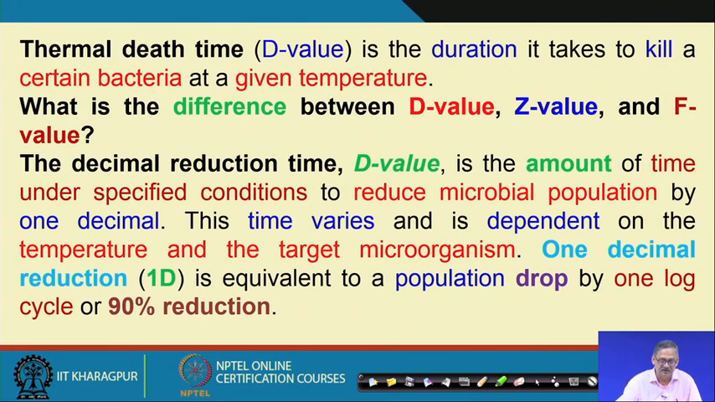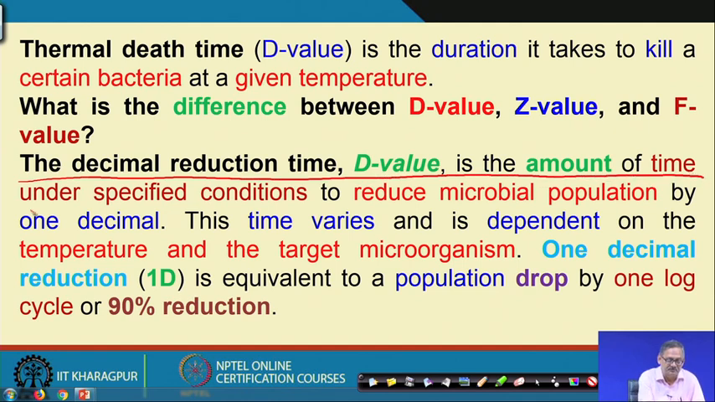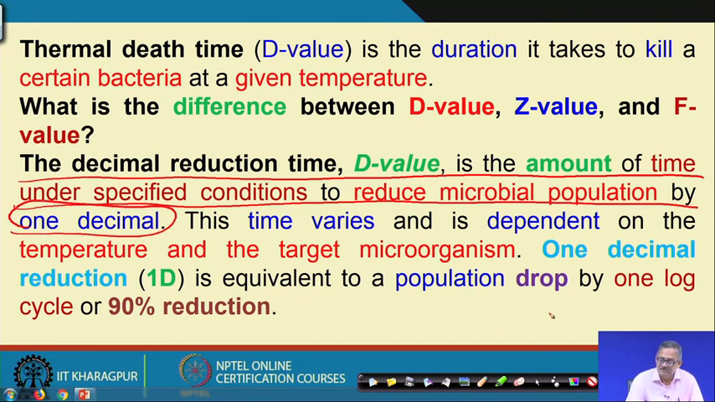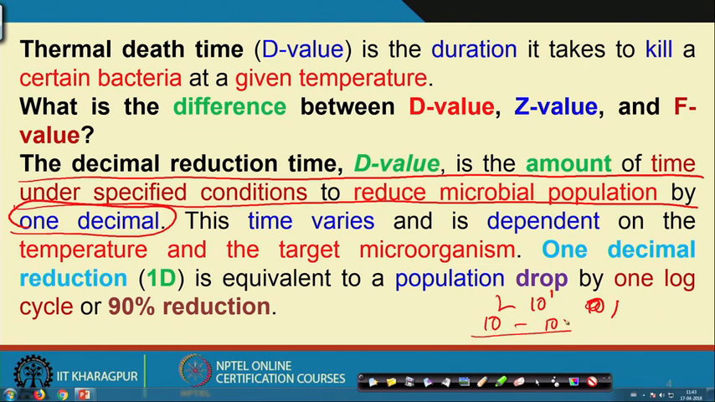The decimal reduction time, that is the D value, is the amount of time under specified conditions to reduce the microbial population by one decimal, right. So, from 10 to the power 1 to 10 to the power 0, that is 1, or 10 to the power 2 to 10. So, this is one decimal we are reducing, right.